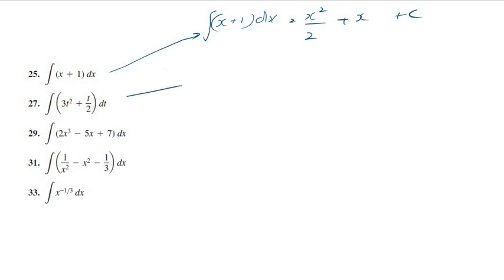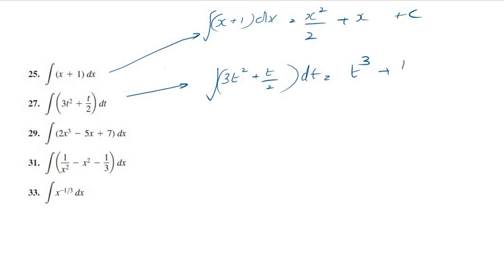And if we look at this question, we have the integral of 3t squared plus t over 2 dt. To integrate, we take the power, add 1 and divide by that. So we get t to the power 3 and we divide it by 3, so this gets cancelled off. And the next one is t to the power 1.